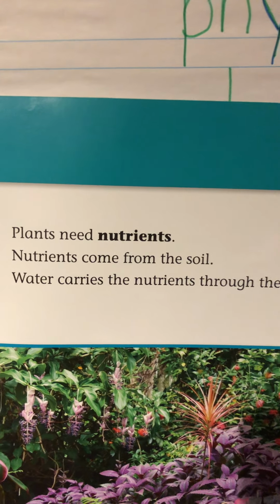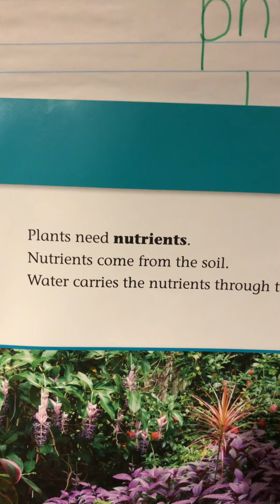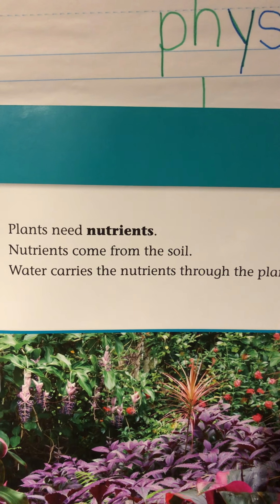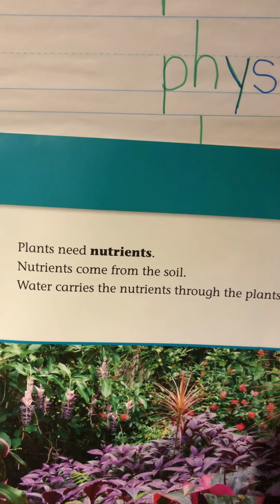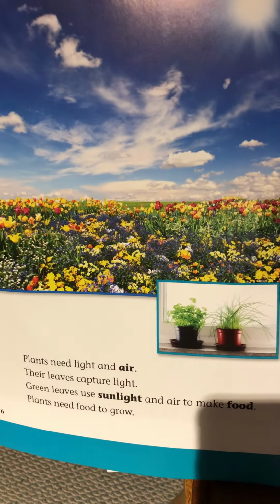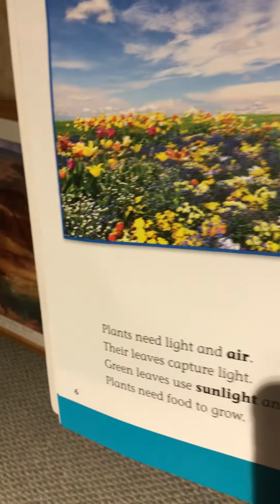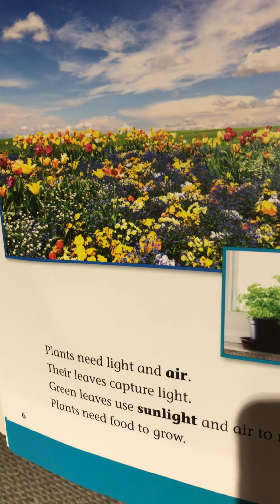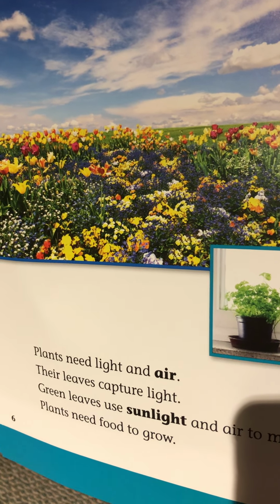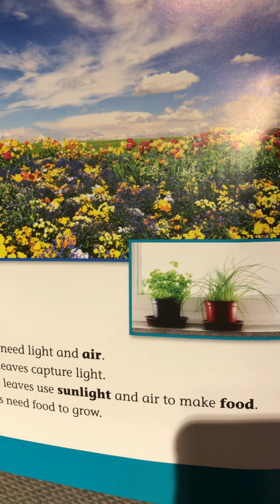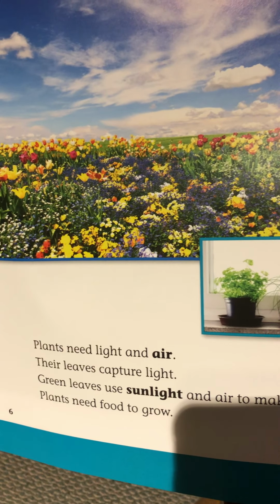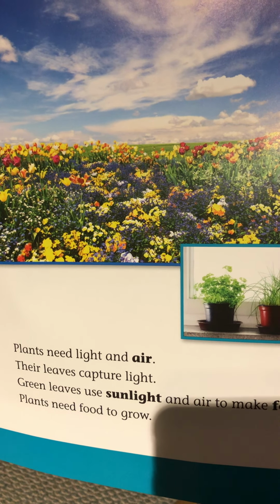Here's the next page, and it says, plants need nutrients. That's a big word. Nutrients. Nutrients come from the soil. Water carries the nutrients through the plants. So the nutrients would be its food. This page says, plants need light and air. Their leaves capture light. Green leaves use sunlight and air to make food. Plants need food to grow.